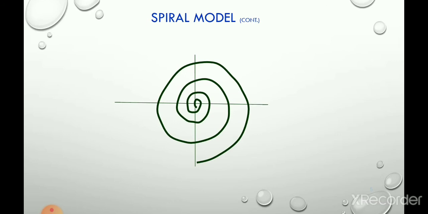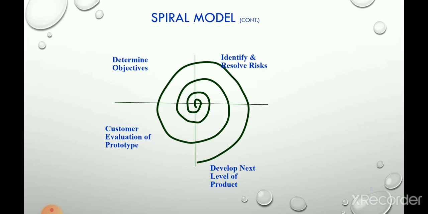This is the diagram of the spiral model. The first quadrant is determine objective, and the next is identify and resolve risk. The third one is develop next level of product, and the fourth is customer evaluation of prototype.